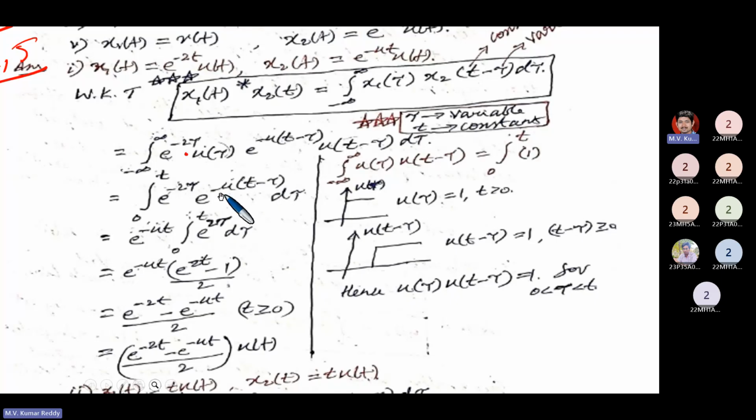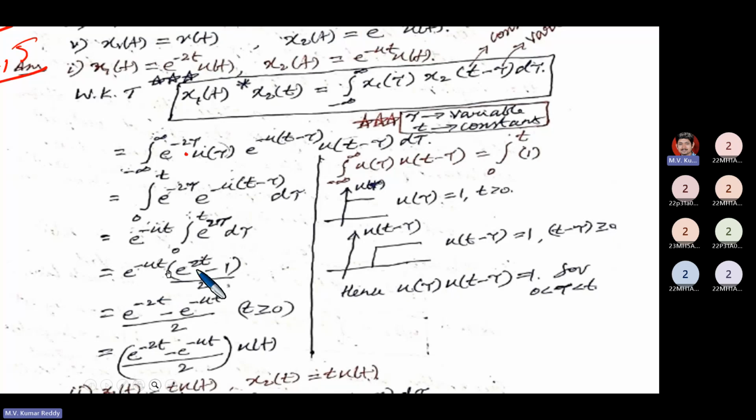What is the remaining value? Minus 4t. Already we know t is the constant value, so e power minus 4t is taken outside. So 0 to t, e power 2 tau is e power 2 tau by 2. Upper limit is t, e power 2t. Lower limit is 0, e power 0 is 1. Now multiply: e power minus 4t.